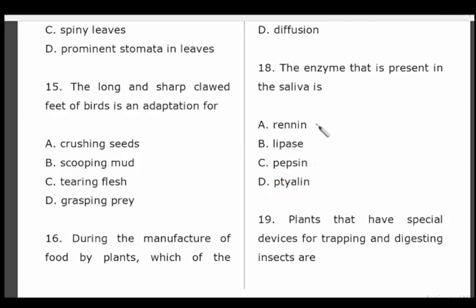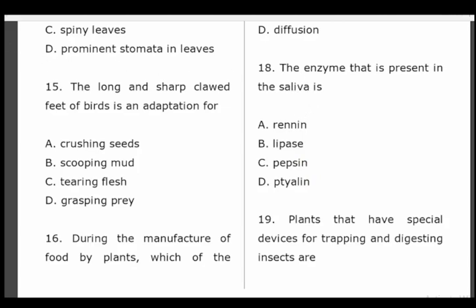It is not renin, because renin, lipase, and pepsin are all found in the stomach or digestive system. Renin and pepsin are produced in the stomach, while lipase is produced in the pancreas of the small intestine. That is where we have the production of the lipase. So all the other ones are secreted elsewhere. It is only the ptyalin that is secreted in the mouth, in the saliva.